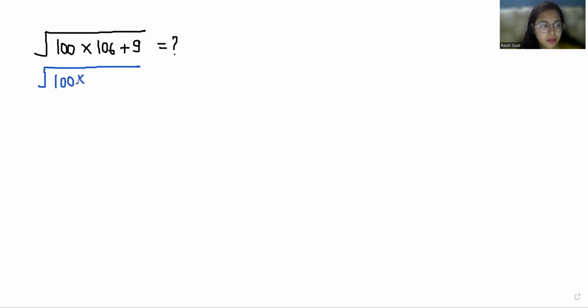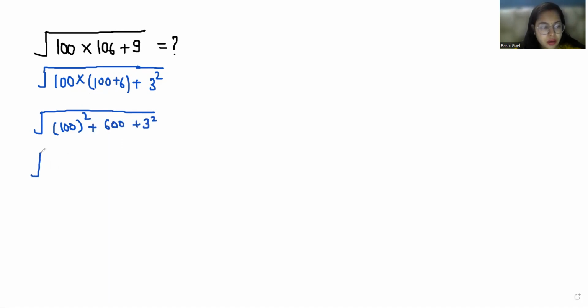So 100 times 106 we can write as 100 times (100 plus 6), and plus 9 we can write as 3 square. Now, if you multiply, 100 times 100 is 100 square and 100 times 6 is 600, plus 3 square. Now, if we compare this, it becomes an identity.